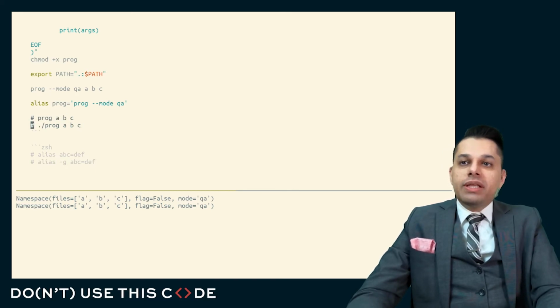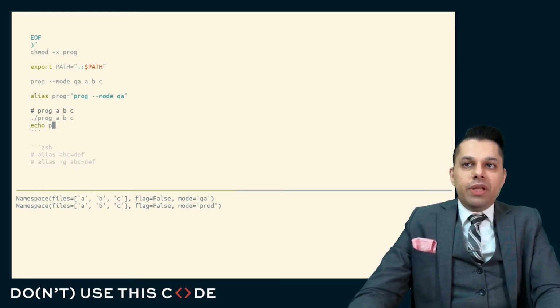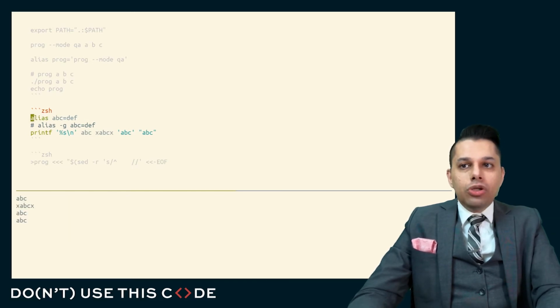It is the case, however, that this alias will not be invoked if you happen to use a full path. So the alias is really just looking for the name of the command appearing at the very beginning. If you do something like echo prog, well, it's not going to replace the alias here. Although in some shells, like Z shell, you can actually have global aliases.